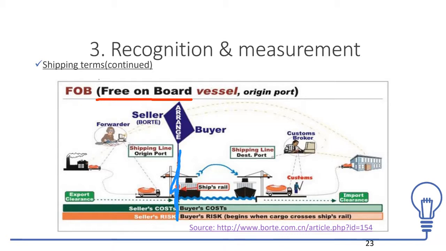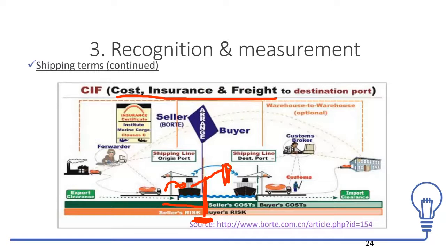Now, people have gotten very technical about this. And what they've said is when it passes over what they call the ship's rail, right? Ship's rail just simply means the side of the ship. When it passes over the ship's rail, then it's free on board. But in Back to 100, we're not going to get that technical, so you don't need to worry about it. All you need to know is when it's loaded on the ship is when risks and rewards have transferred.